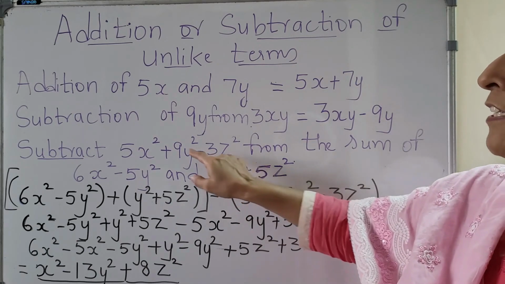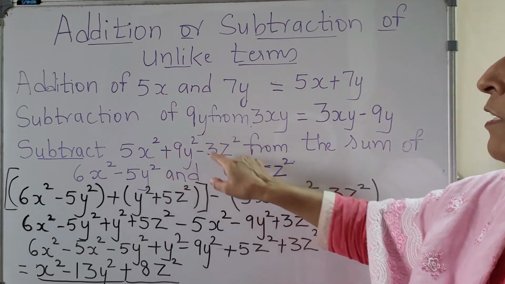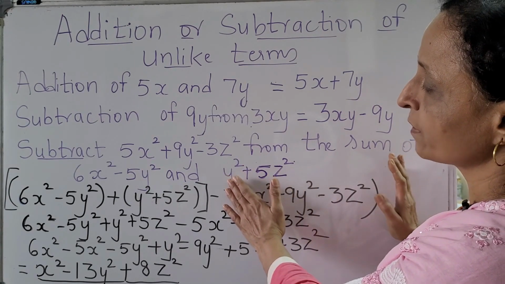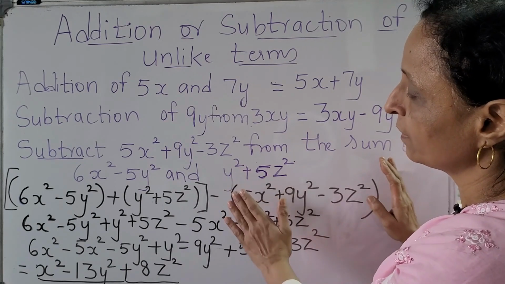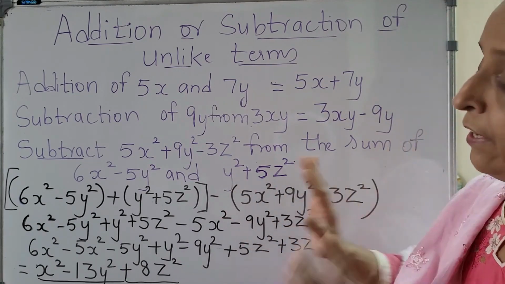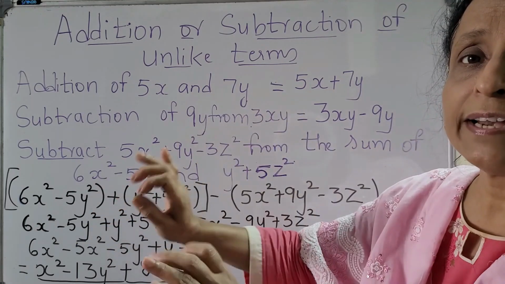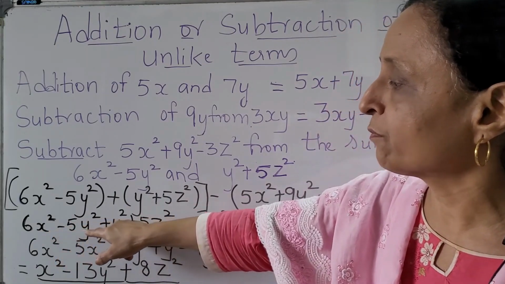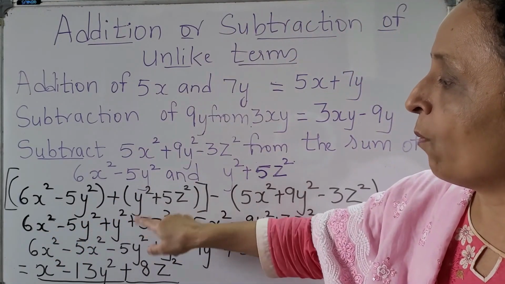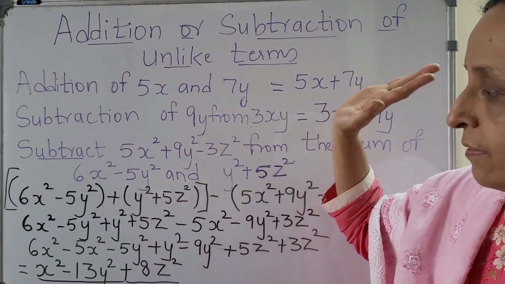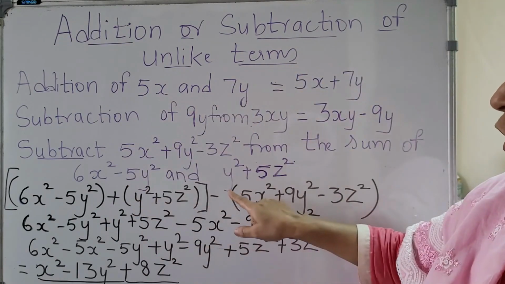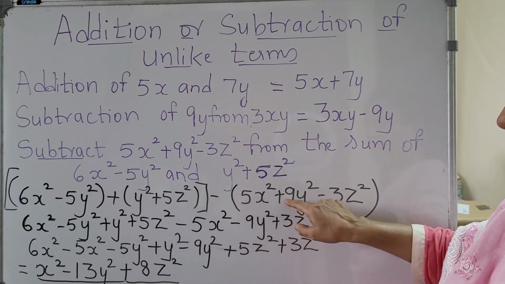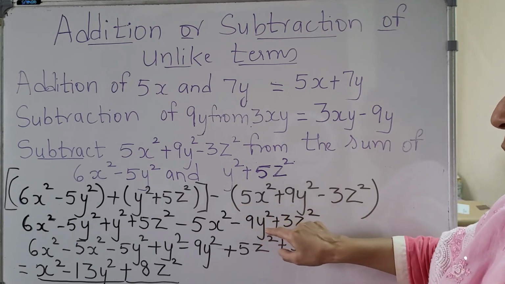So now write this expression 5x square plus 9y square minus 3z square. Put in bracket. This has to be subtracted. When the bracket is open, all the signs are going to change. Here it is addition, you have to write as it is. So when you open the bracket, you write 6x square minus 5y square, write as it is. Y square plus 5z square as it is. They have to be added. Now this subtracted: minus 5x square. Now this inside sign plus will become minus 9y square.